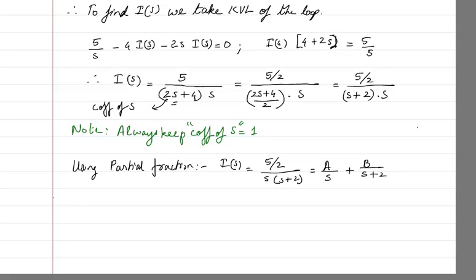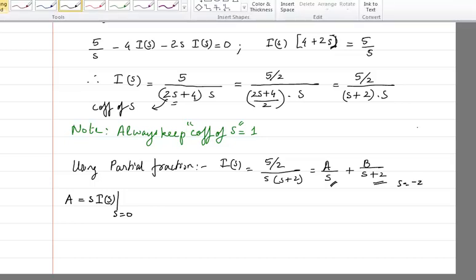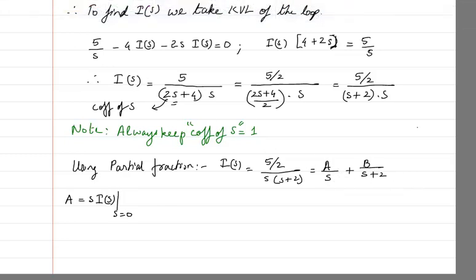Okay, so now from here, how do we find out A? A is found by multiplying I of S with S. Why S? Because S is in the denominator. And equating it at S is equal to 0. Why S is equal to 0? Because here it's only S. If it is S plus 2, I will take S is equal to minus 2. I hope you remember partial fraction. Based on that, A is equal to 5 by 2 divided by S plus 2 at S is equal to 0. I will get the value as 5 by 2 by 2, which is 5 by 4.